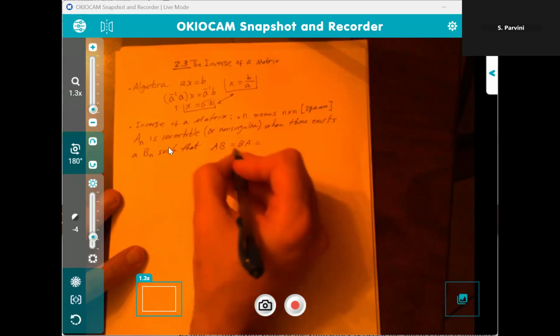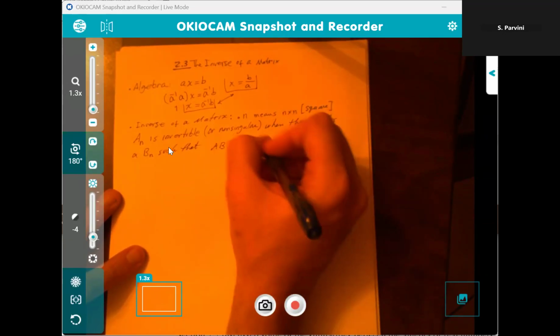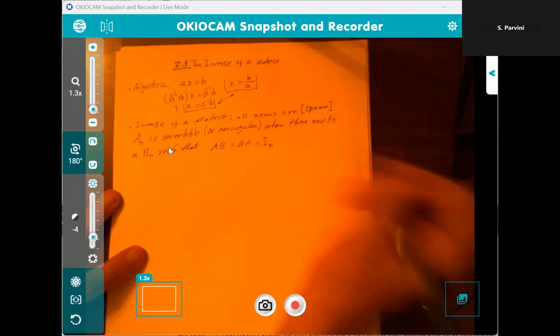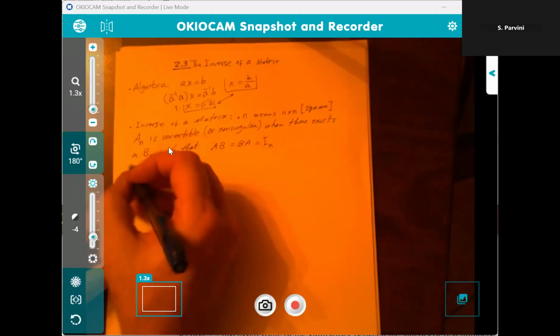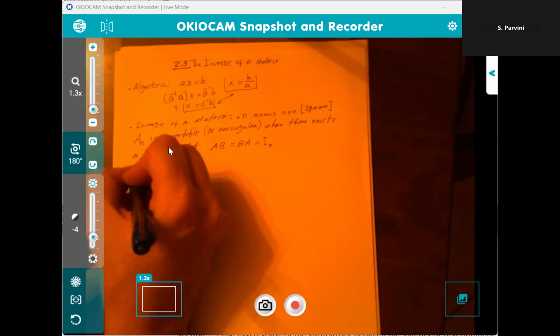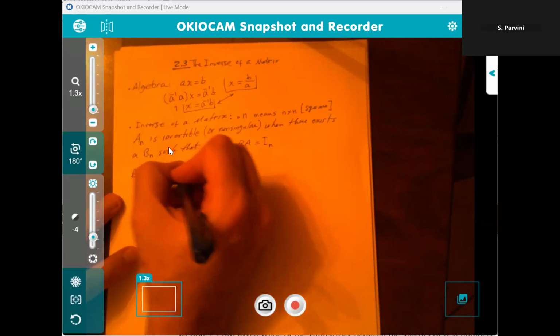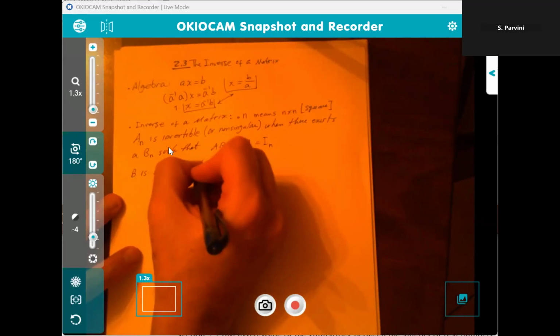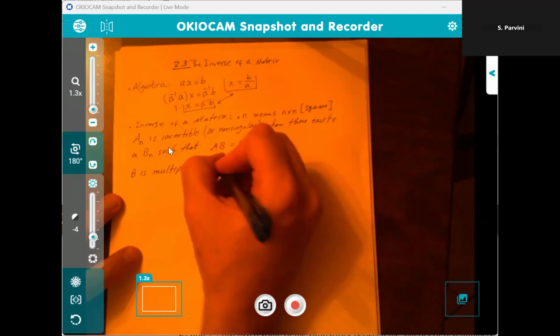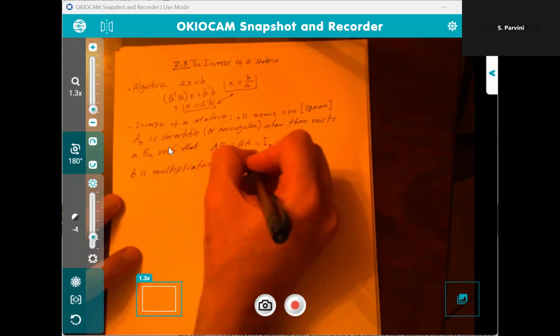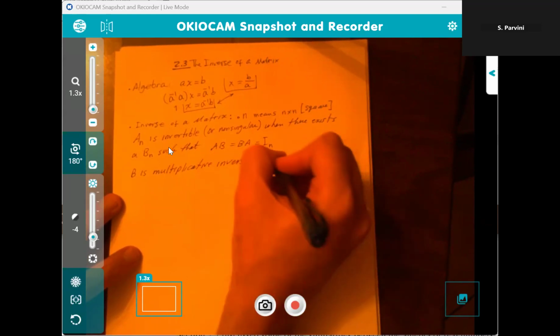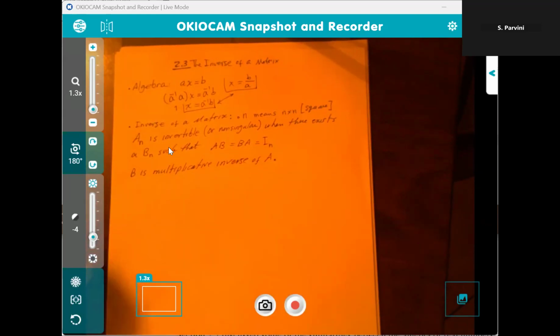And so if we multiply them in either order and we get the identity matrix of order n, then in this case, we're going to say that B is the multiplicative inverse of A. So that's what the inverse of a matrix is. So right now we're using B as the multiplicative inverse of matrix A.